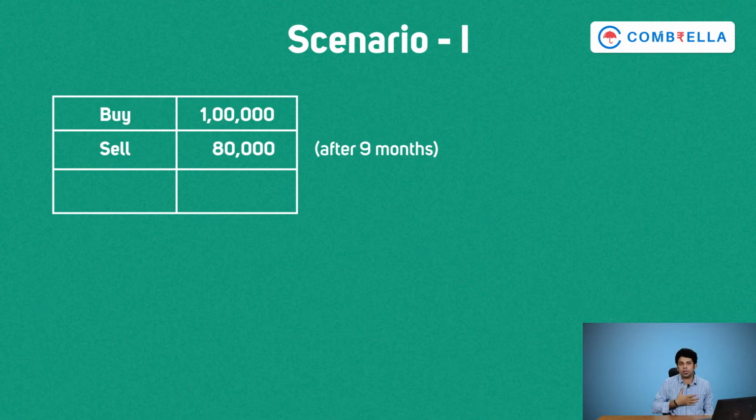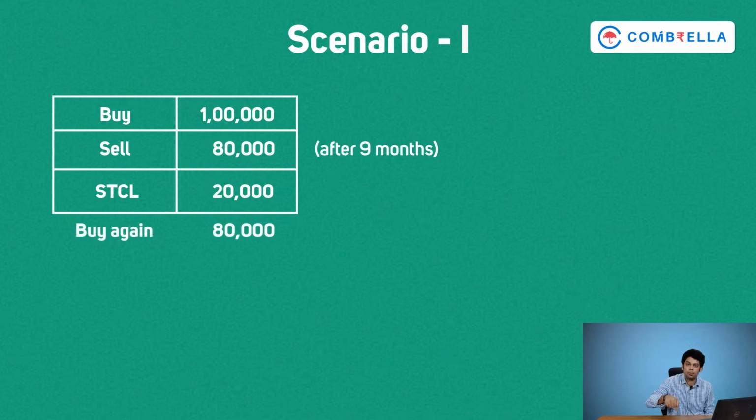Now what you need to do is sell those shares at 80,000 rupees and book a short-term capital loss of 20,000 rupees, and buy the same shares again of that same company at 80,000 rupees. Why are you doing this? Because you are convinced that this is a good company, but right now the price is down, and you have good confidence that the prices of the shares of this company will go up in the future.